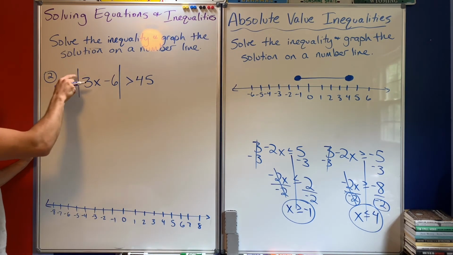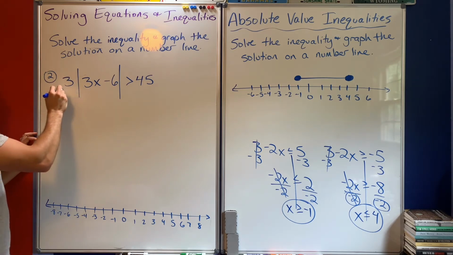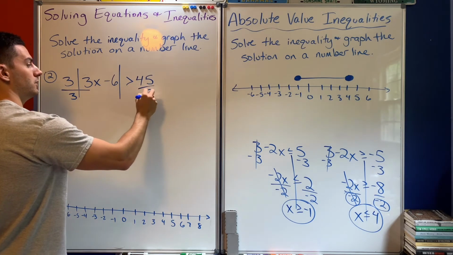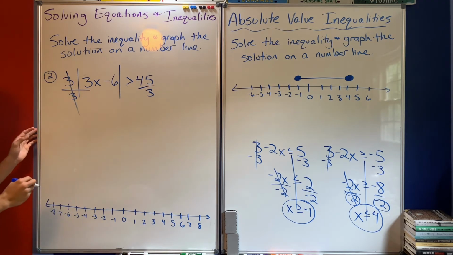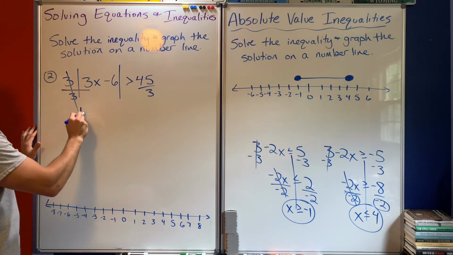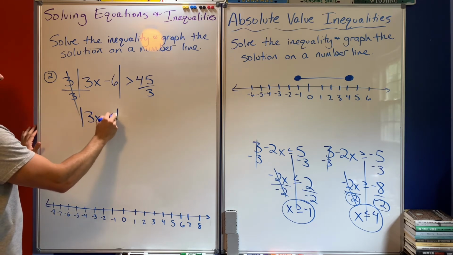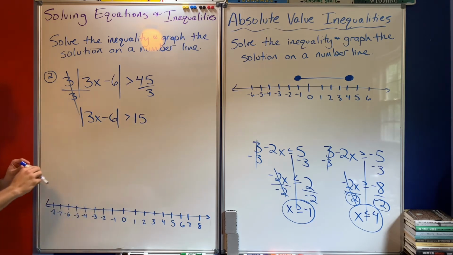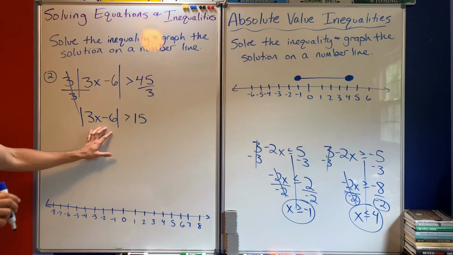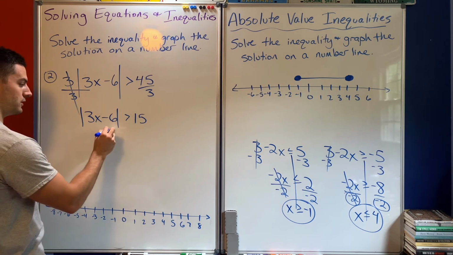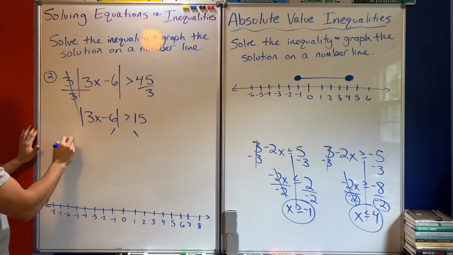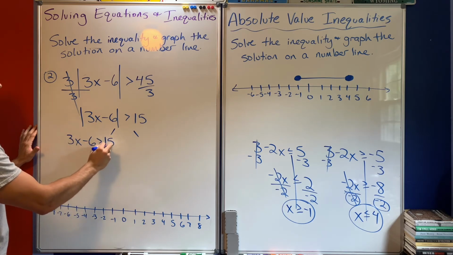Our first step here, this 3 is not part of the absolute value, so I have to cancel it. It's being multiplied right now, so I have to divide it, divide 3 from both sides. I do that, and I'm left with the absolute value of 3x minus 6 is greater than 45 divided by 3 is 15. Now that the absolute value is by itself, I split it up. I keep it the exact same, just without the absolute value bars. So 3x minus 6 is greater than 15.